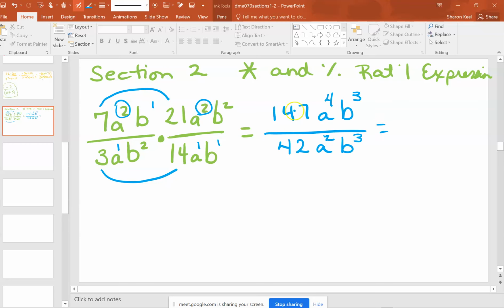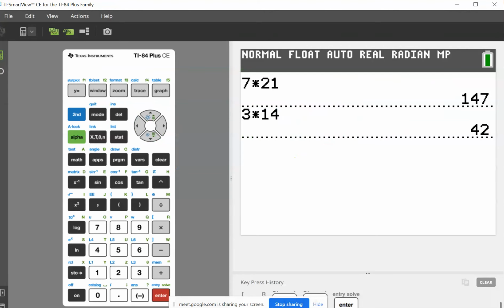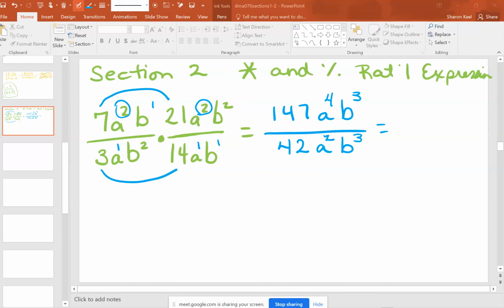Now, the 147 over 42, 147 divided by 42, you get a decimal. Math, enter, enter. 7 over 2, 7 halves. So 7's on top, 2 is on the bottom. Now for the A's, when it is the division part, you subtract the exponents. So 4 minus 2 is 2. B cubed and B cubed, that cancels out because they're identical. And you're finished. That's all you can do to this problem.